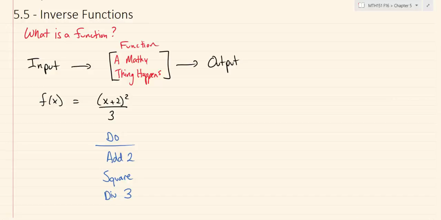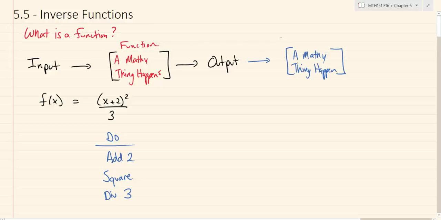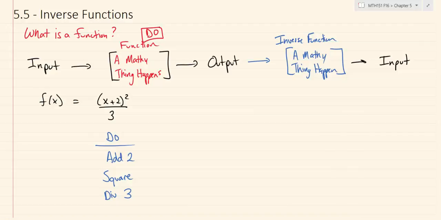What we'd like to do to continue this idea is we would then like to take the output and we want to apply another mathy thing. And this is the inverse function. And when you take that output and you apply it to the inverse function, what you get is your original input. If you think of a function as the do, you can think of the inverse function as the undo. An inverse function undoes a function.